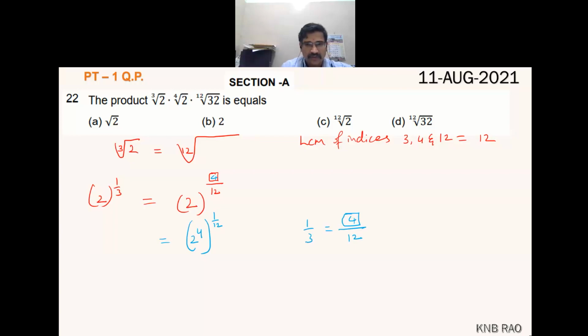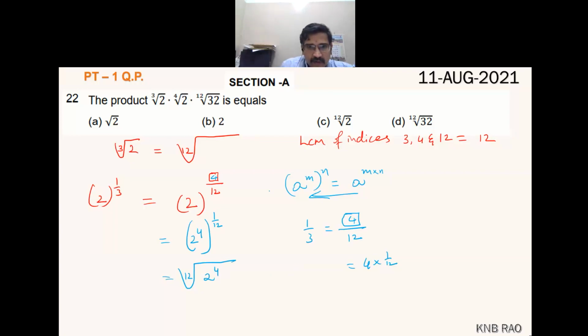Okay, good. So this 4 by 12 I am writing as 4 into 1 by 12, using the law of powers, a power m whole power n, also called the law of indices or law of exponents, stating that a power m whole power n is a power m into n. I am using the same concept in reverse, taking 4 inside and 1 by 12 outside. Now this 1 by 12 becomes the 12th root of 2 power 4.